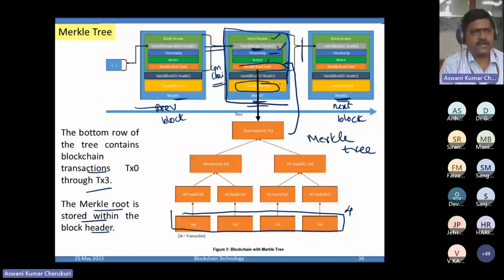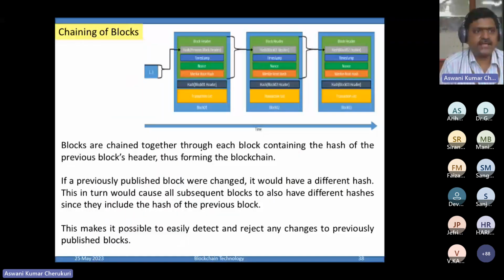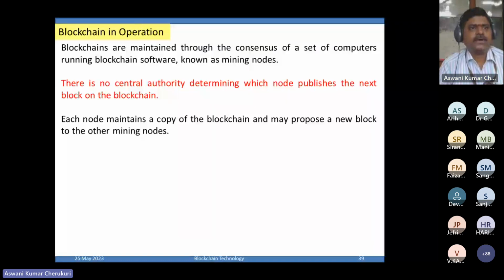I hope so far you understood this tree structure, you understood the blocks, and you understood the way they are getting chained. Blocks are chained together through each block containing the hash of the previous block header, thus forming the blockchain. Now the point is how they get implemented, how the blocks are getting created.